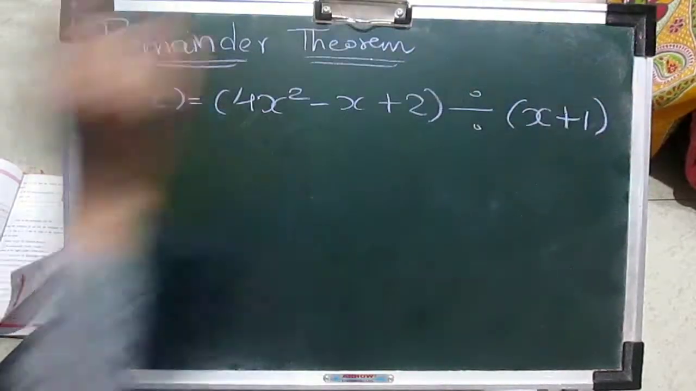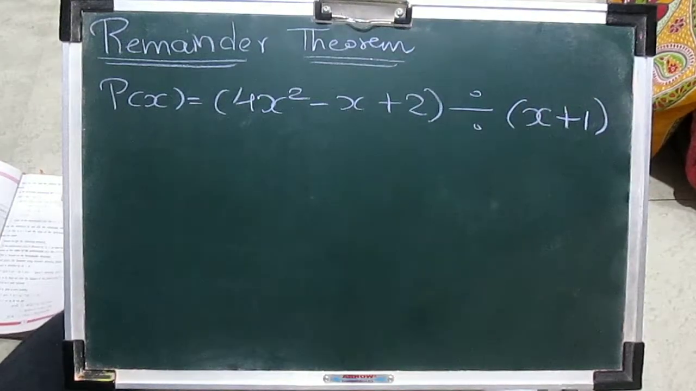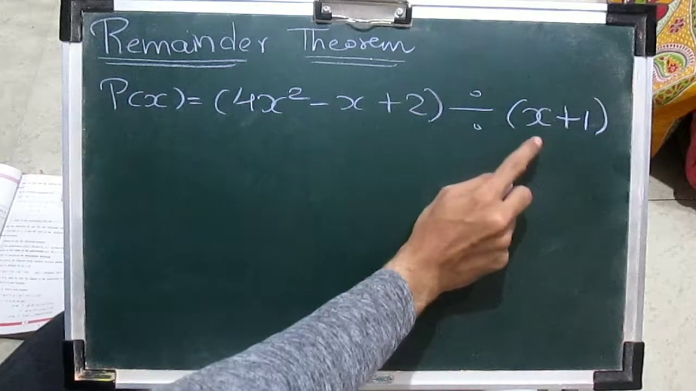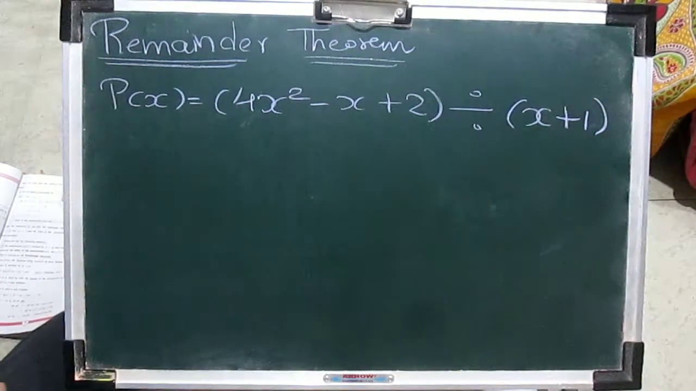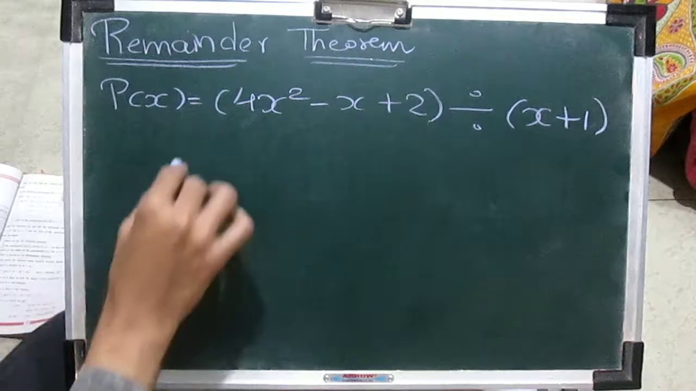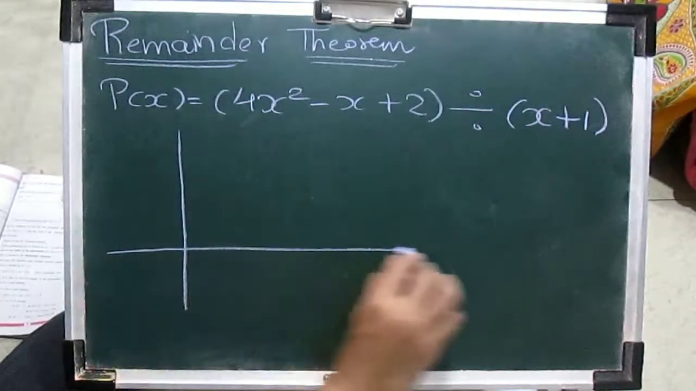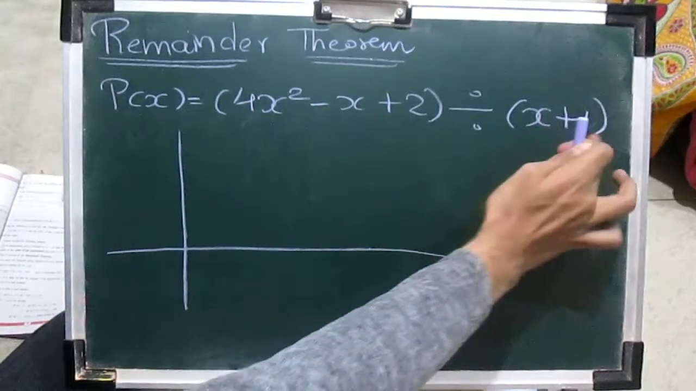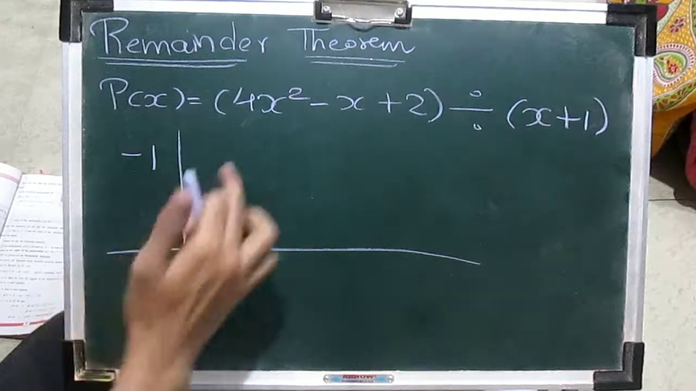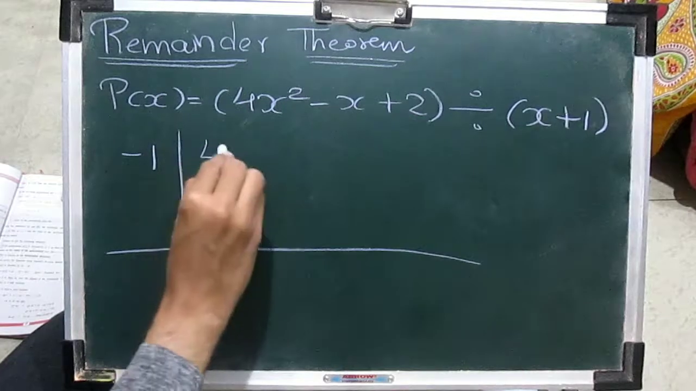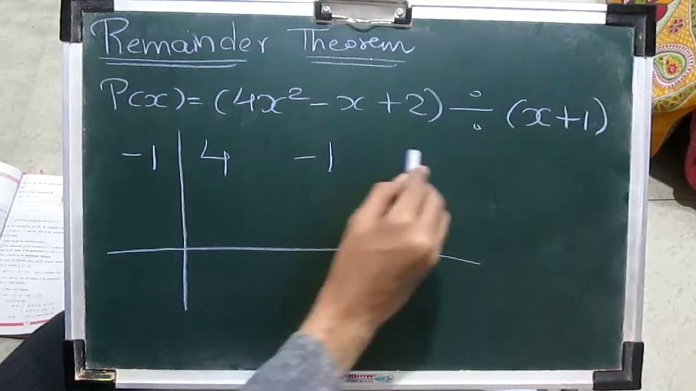We have learned in the previous video that we can use synthetic division whenever the divisor is of the form x plus a or x minus a. So I'm going to use synthetic division since we can apply it. I'm going to draw two lines, one like this, one other like this. Plus 1 means I'm supposed to write minus 1 over here, and the coefficients are 4, minus 1 and 2, correct?